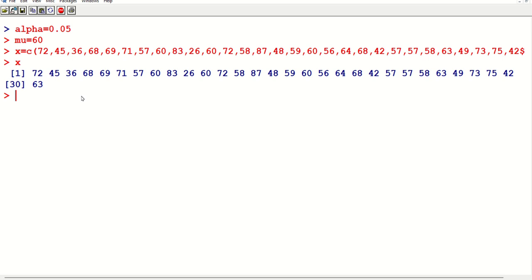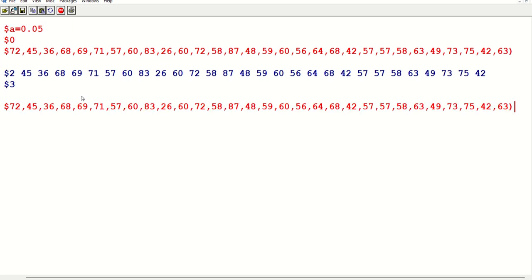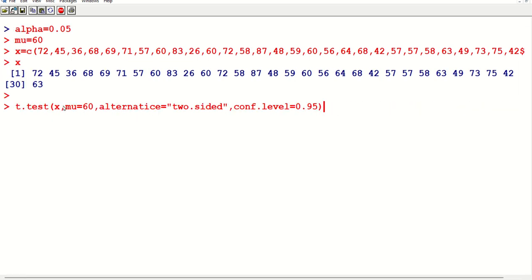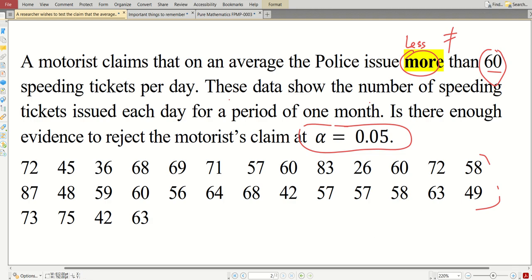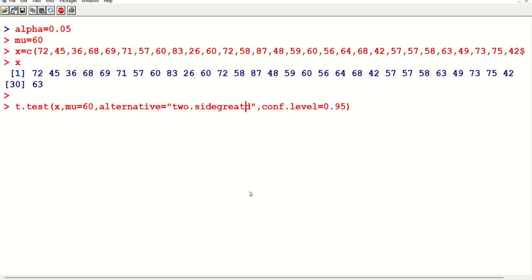Now, if data is given and x bar is not given, then my dear friends, to test it, this is the command. What do you need to write? The value of x, this value; the value of mu, this 60. Then the alternative. There are three options: greater, less, and two-sided. Here it is not two-sided. What is the question saying? More, and more means greater. So greater, not two-sided.